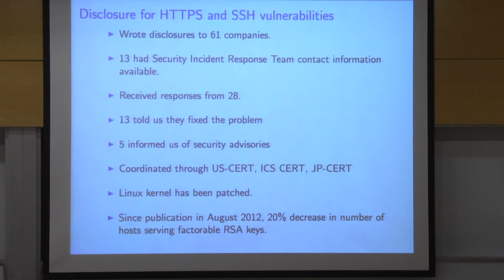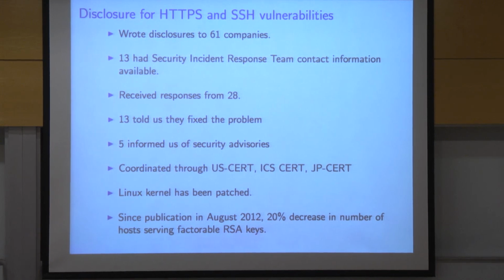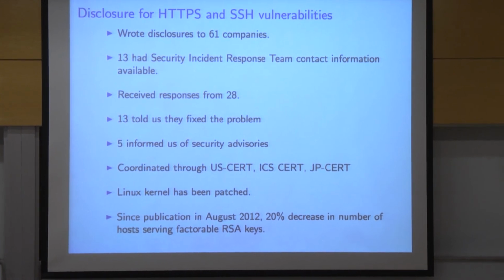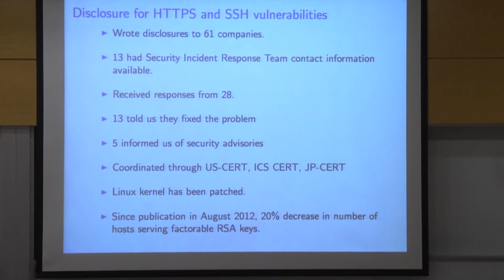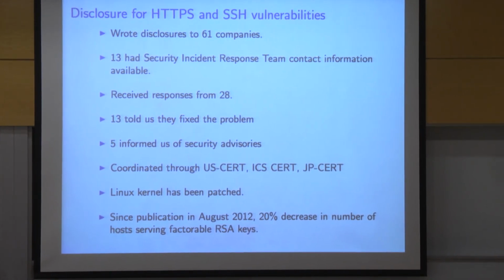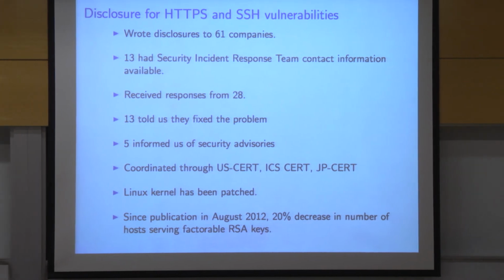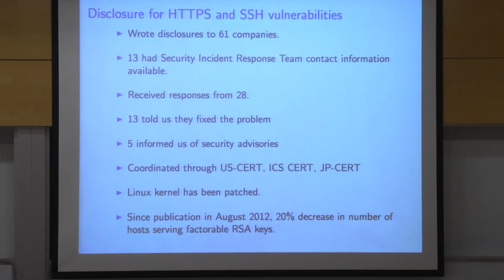And actually, some numbers from follow-up work by Alex and his students. Since August 2012, when we published our paper, there's been a 20% decrease in the number of hosts that are serving factorable RSA keys. So this is some evidence that hopefully disclosure of problems actually does some good, that these are fixed and the new keys that are being generated are less vulnerable than before.